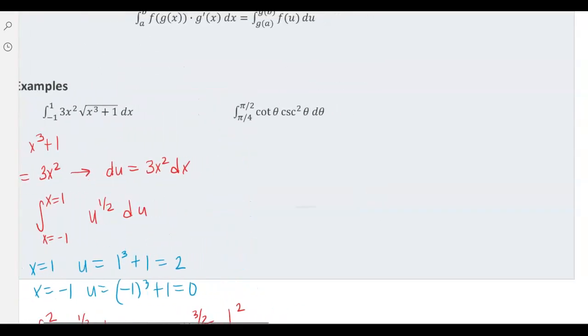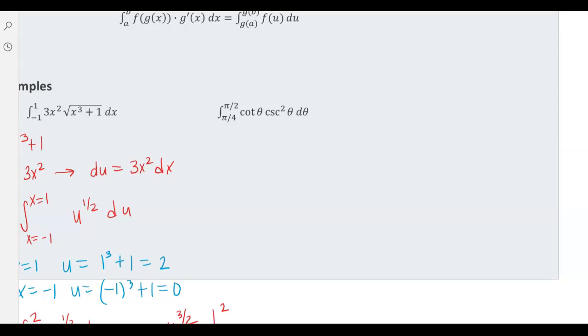considering. All right, let's look at this second example where we're looking at the integral between pi over 4 and pi over 2 of cotangent theta times cosecant squared theta. I want to pick one of the variables to be the main substitution variable u, and then the other one is going to be the derivative or something close to the derivative.